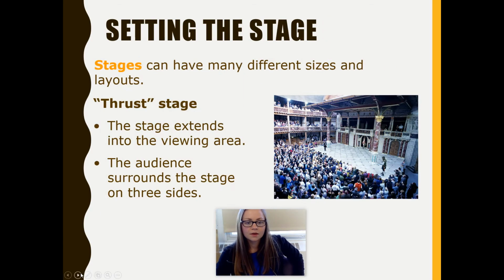Okay. So, setting the stage. If we look at this picture of a stage right here, we see the stage and we see the characters or the actors, and then we see all of the audience. Now, this is a thrust stage. Okay, that's a stage that extends out into the audience, and the audience is on all three sides of the stage. Now, when we went to see Peter Pan last year, it wasn't a thrust stage. We had the stage, and then the audience sat in front of the stage. We didn't get to sit on the sides.